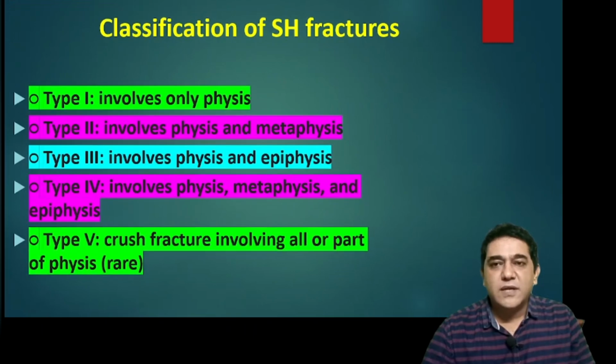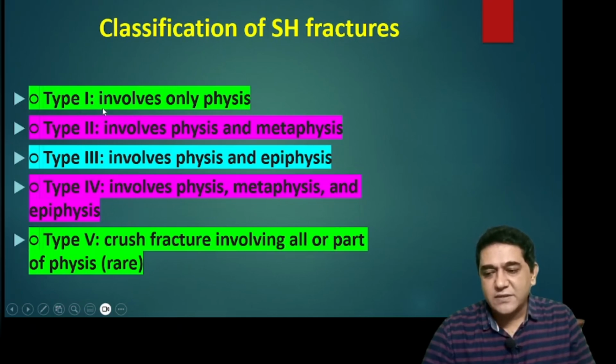So the Salter-Harris classification is for the physeal fractures in children, and there are 5 categories. The type 1 involves only the physis. Type 2 involves both the physis and the metaphysis. Type 3 involves the physis and epiphysis. Type 4 involves all three, the physis, metaphysis, and the epiphysis. And type 5 is the crush fracture involving all or part of the physis.